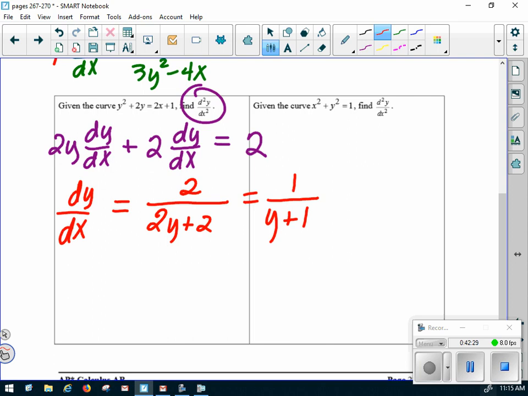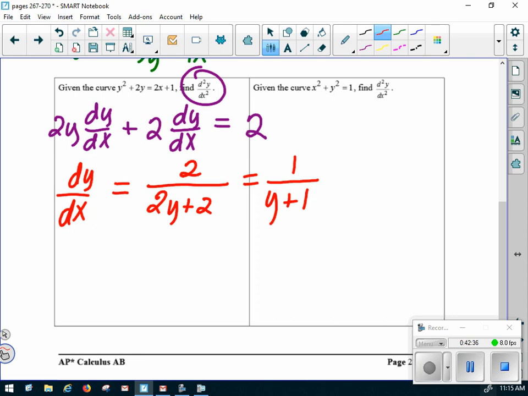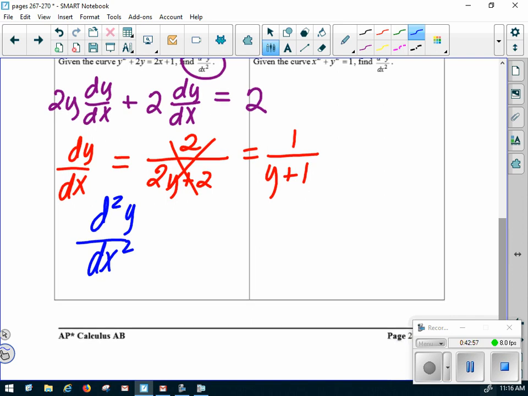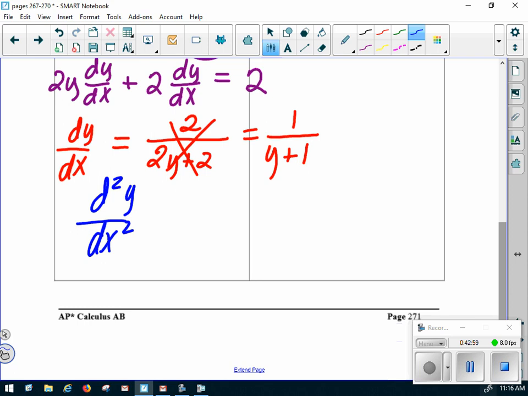You all right? Okay. Now, we're going to take the second derivative, which means we're going to take the derivative of the derivative. The second derivative, the derivative of the derivative, we write it d squared y over dx squared, because Leibniz decided that's how he wanted to write it. I'm sure he had some reason, but I don't know.